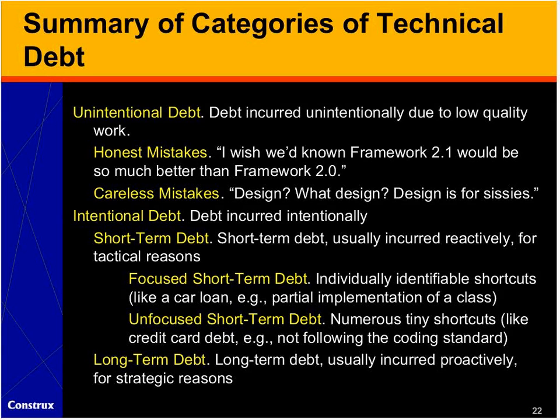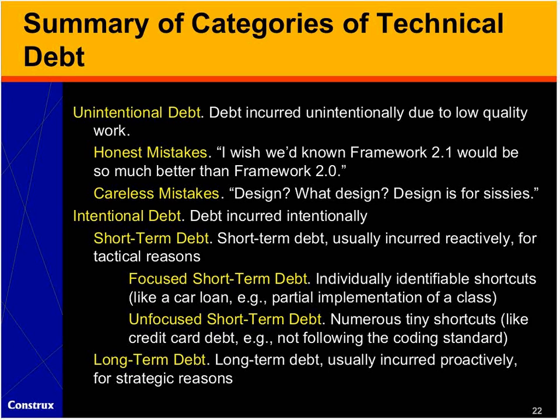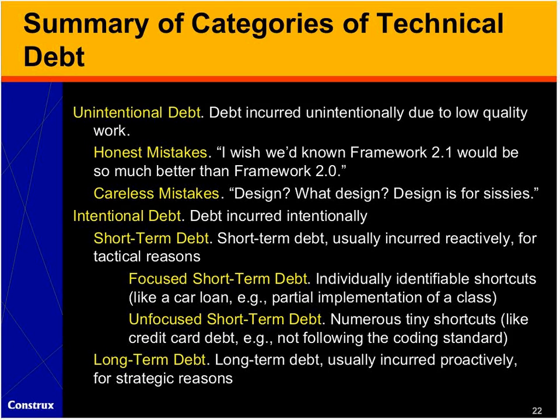What design? Design is for sissies. Well, that's not an honest mistake. That's a mistake that you make through sloppy practices, and so you can get unintentional debt that way as well. I think we want to avoid unintentional debt, period. Some of it's easier to avoid than others. The honest mistakes are hard to avoid, but the ideal here is to avoid unintentional debt.